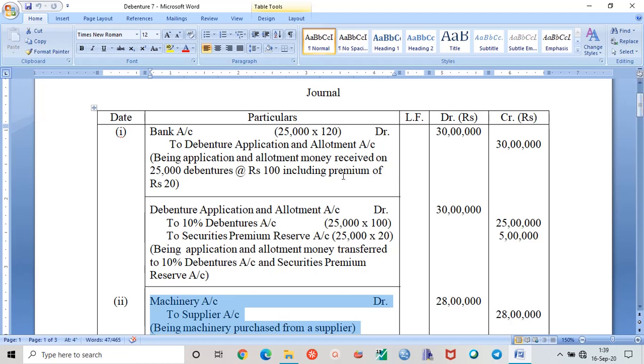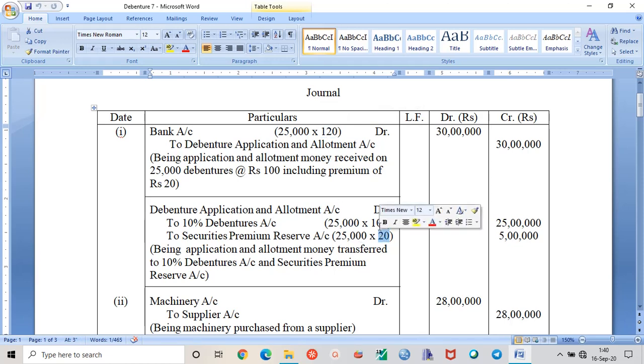Now case 1, debentures were issued at a premium of 20%. Now we are issuing the number of debentures at a premium. So when we issue debentures at premium, we get SPR, that is your security premium reserve. The face value of each debenture is 100. The premium is 20%, so obviously the SPR money will be rupees 20. So 100 plus 20 will be 120.